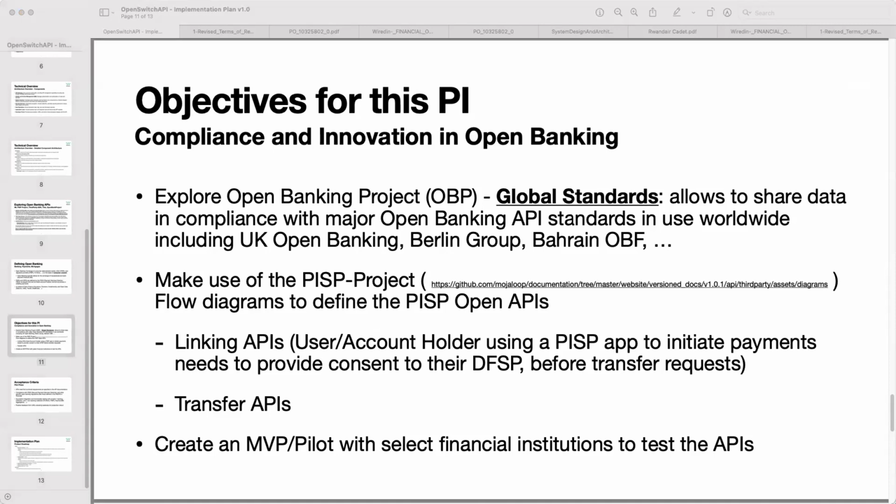But again, basically these APIs will be twofold. There's going to be linking APIs, which would allow the users to provide consent to their DFSPs before they can allow those fintechs to initiate those payments, right? And then there will be the transfer APIs that would come next. Yep. And presumably the authorization APIs. Yeah, of course.